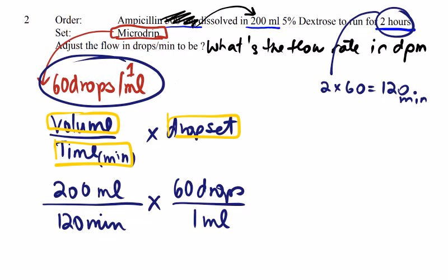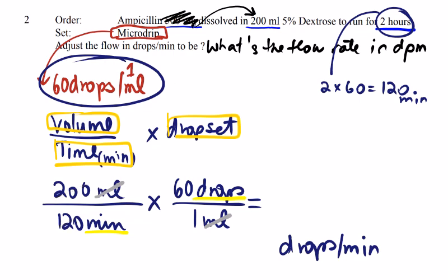So what happens here? We just do division and multiplication. You can do some mental calcs if you want, but the main thing is to see that the mils are canceling out, and our final answer will end up being in drops per minute. So let's see what we get here. I know it's going to be drops per minute. 200 divided by 120 is 2. No, it's not. So that's no good.